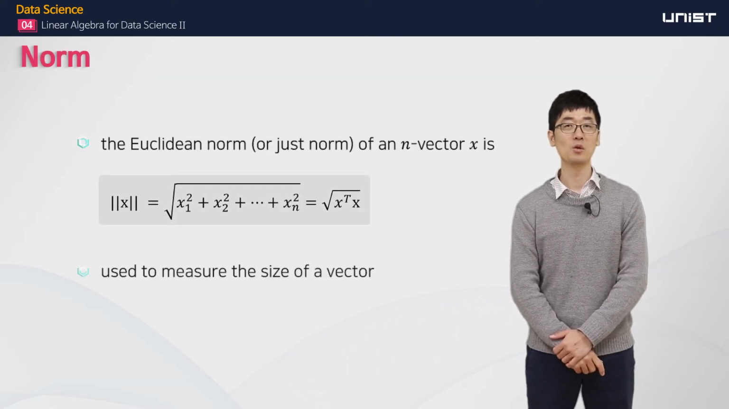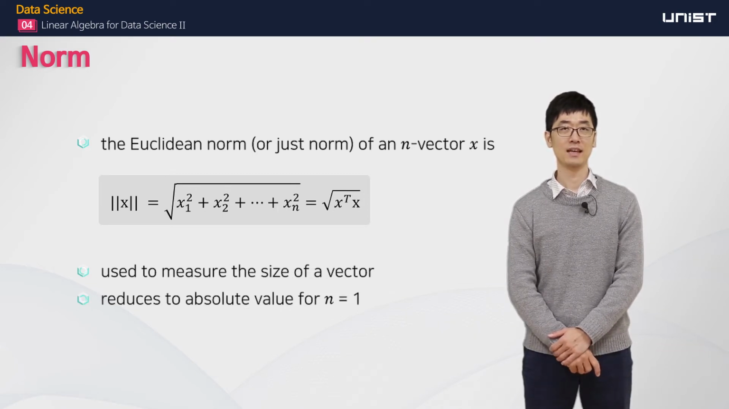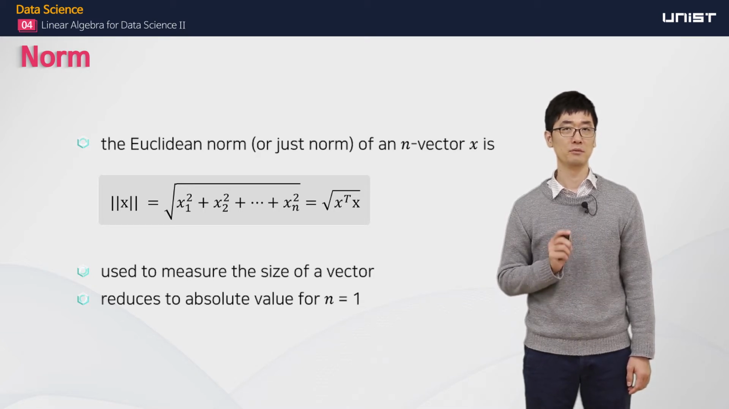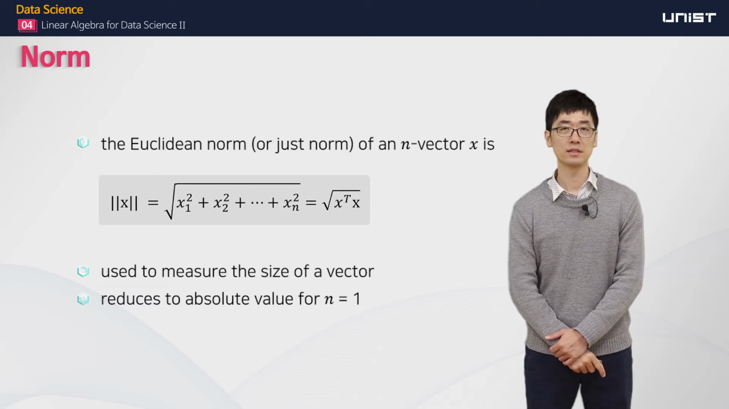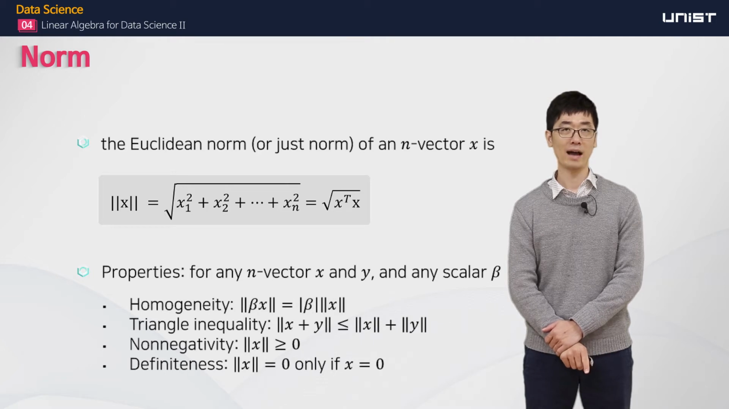Next, let's talk about norm. Norm is used to measure the size of a vector. The Euclidean norm of an n vector x is square root of sum of squares of entries, which is square root of inner product of x. When n equals 1, the norm reduces to absolute value. For any n vector x and y and any scalar beta, there are properties such as homogeneity, triangle inequality, non-negativity, and definiteness.